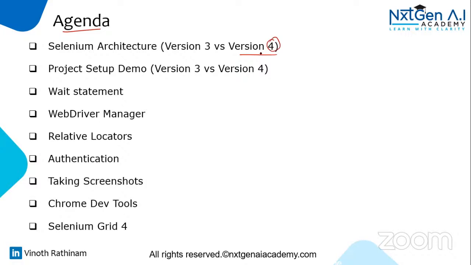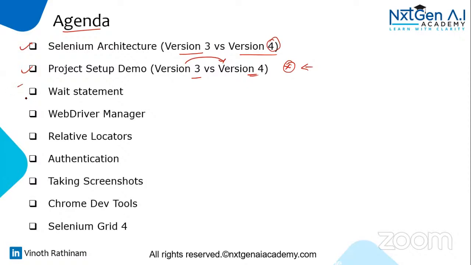anything about Selenium 4? So first we will learn about the difference between what is in version 3 and what is in version 4. Then, for example, you are already an automation engineer working in some company, and now you want to migrate from version 3 to version 4. What do you need to do? At the framework level, using a real-time project setup, I will explain to you.